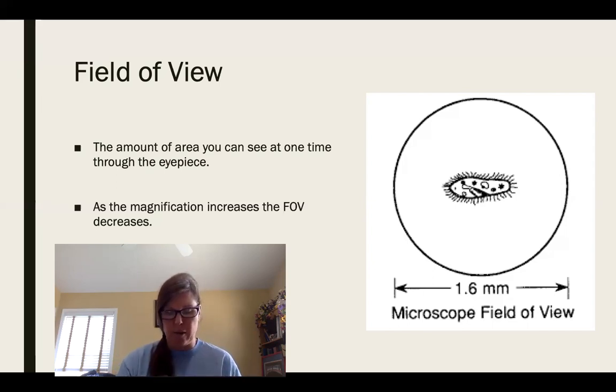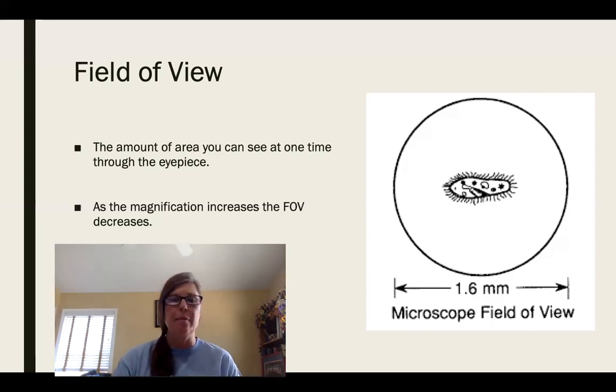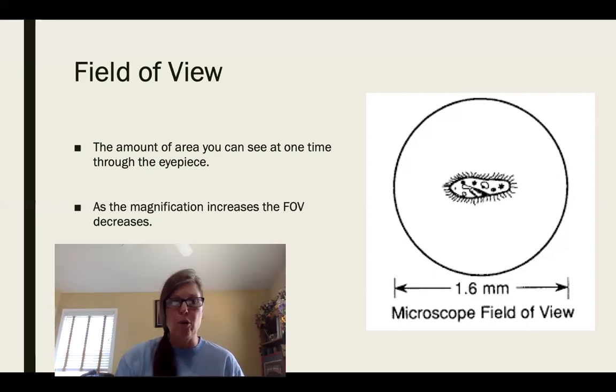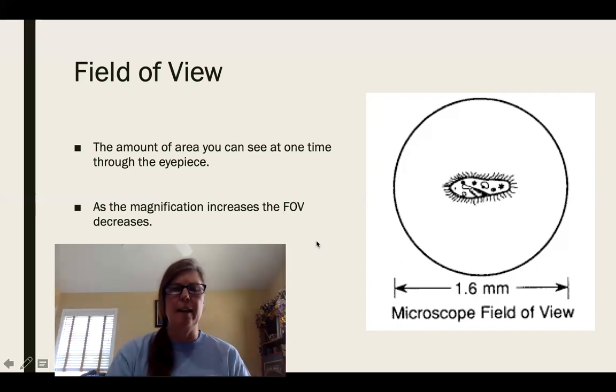Now, notice that with the higher objective, the circle is much, much smaller. So what we have is this observation that as magnification goes up, your field of view goes down. They are inversely proportional. As magnification increases, field of view decreases. Right here we see our specimen, and the field of view in this particular example is about 1.6 millimeters. That's an example of field of view.